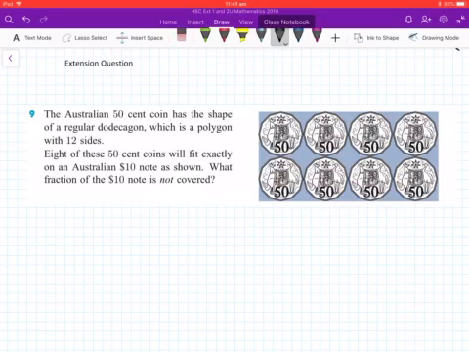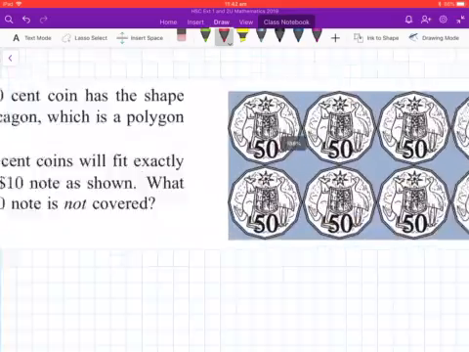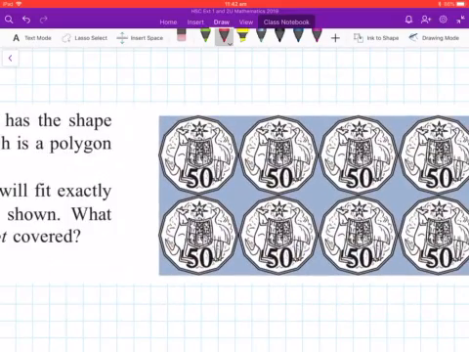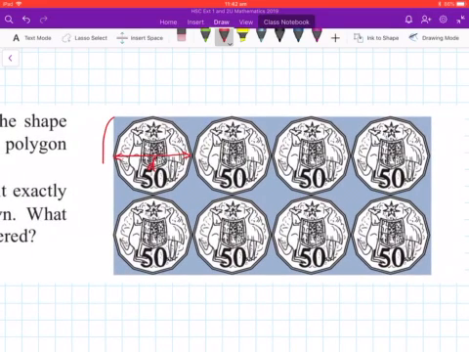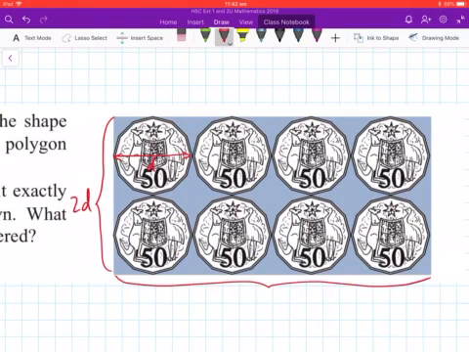So we're not actually interested in the dimensions per se, we're just interested in how they're related. So if I zoom in here to a 50 cent piece, I'm going to call the distance across it, I'm going to label that D for distance. That would mean that because two of them fit vertically, my vertical $10 note is 2D, and horizontally I've got, well, there's four across, so it's going to be 4D, right?